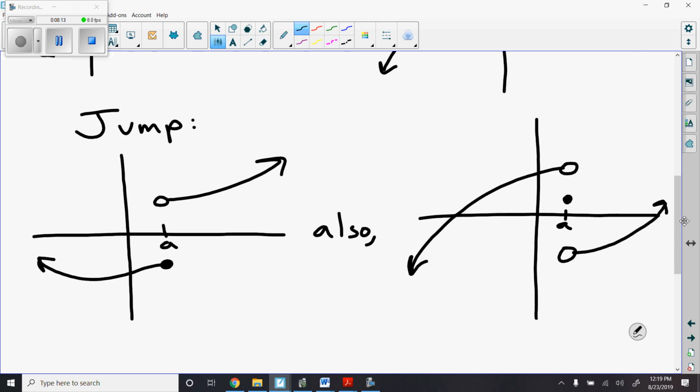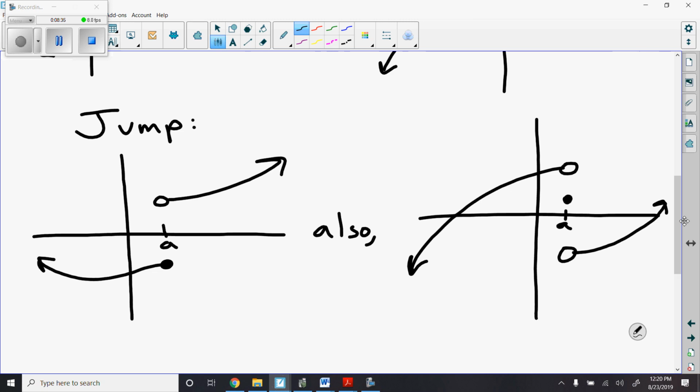In jump discontinuities, does the limit exist? Well, the answer is no. The right-hand limit and the left-hand limit are different. So if we have a right-hand limit and a left-hand limit that are different, but to distinguish it from infinite, they don't go to plus or minus infinity, right? They go to a number, right?